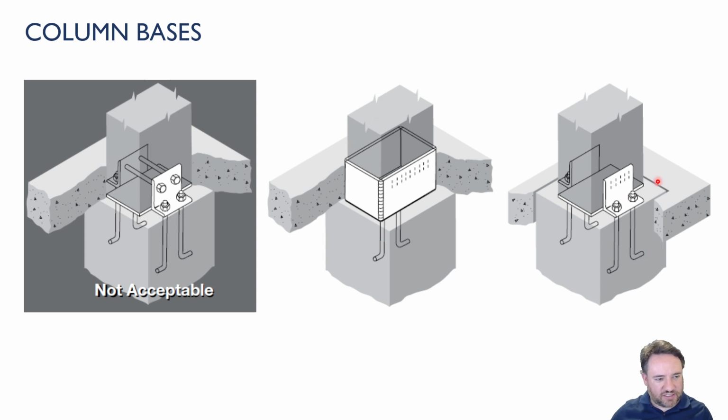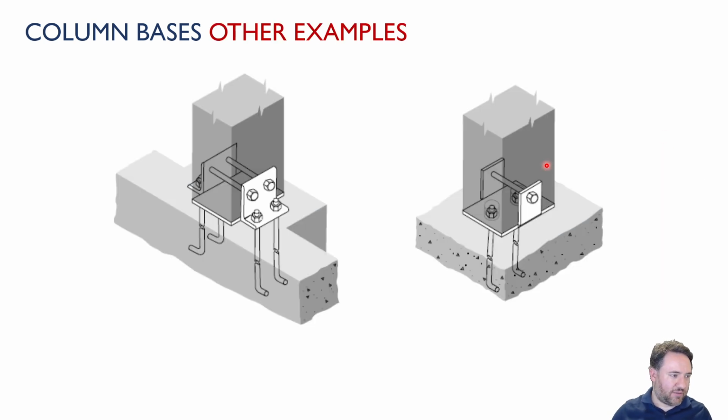A better detail is to just extend up the foundation a little bit and make sure that your column is sitting on top of it without casting a bunch of concrete slab around it. These are just another couple of example details that you can use.